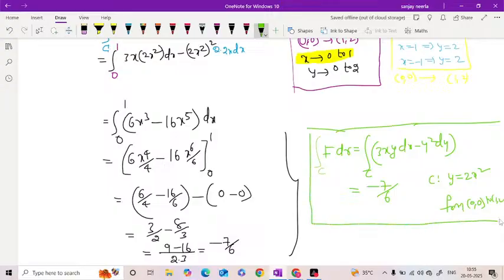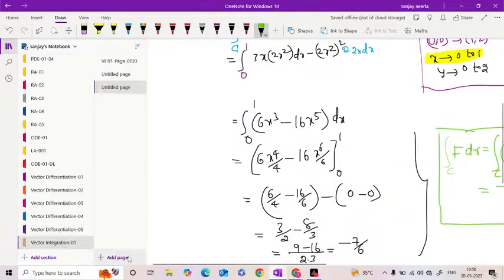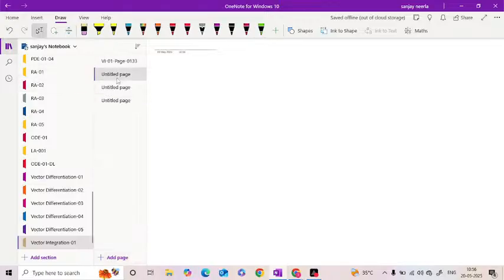So this is the first problem. In the first problem they have given the curve as the parabola. Next we will see one more problem of the same type, but they will give a different parabola. So this is the first question. Now come to the second question in this line integral.